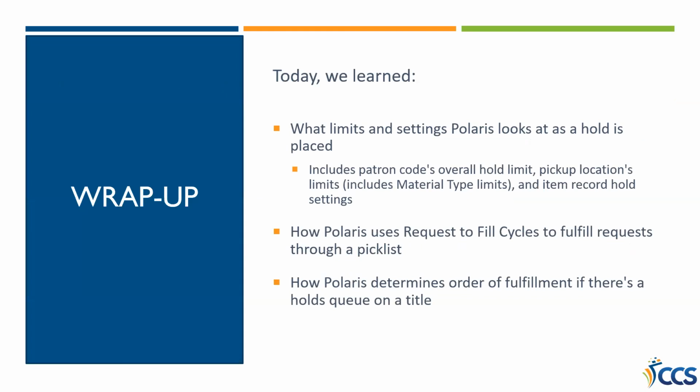Let's do a quick review of what we've learned today. We just learned about a whole bunch of settings. We learned what limits and settings Polaris looks at when a hold is being placed. These settings include the patron's hold limit, the pickup location limit, including material type limits, and item record hold settings. We also learned about hold fulfillment. So we saw how Polaris uses request to fill, or RTF cycles, to fill requests using a pick list. And then if there's a queue for a title, we saw how Polaris determines the order of fulfillment.